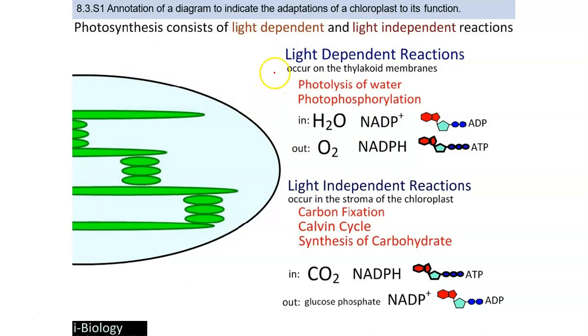So as I mentioned, we have two separate reactions divided into light dependent and light independent. Once we are talking about light dependent, then there are some reactions happening only in the presence of light, and some reactions happening when the light is not necessary.